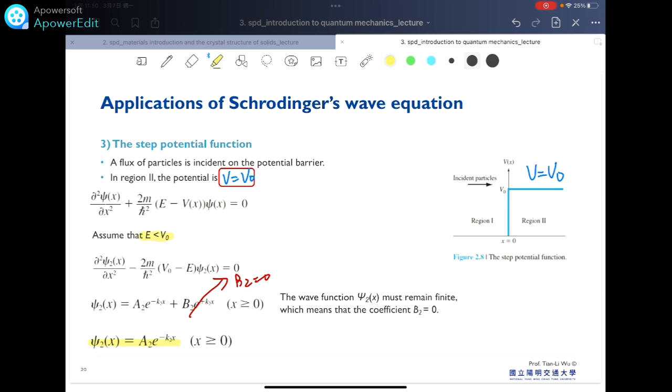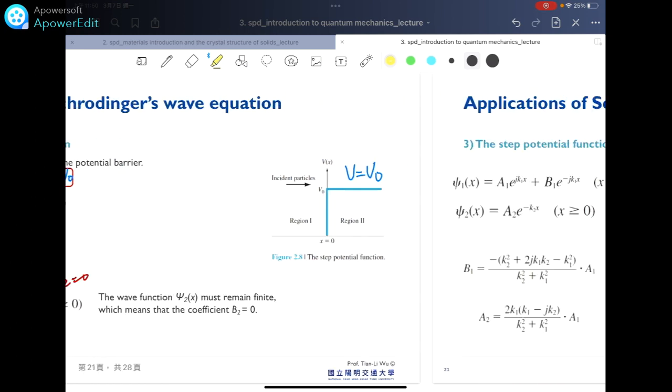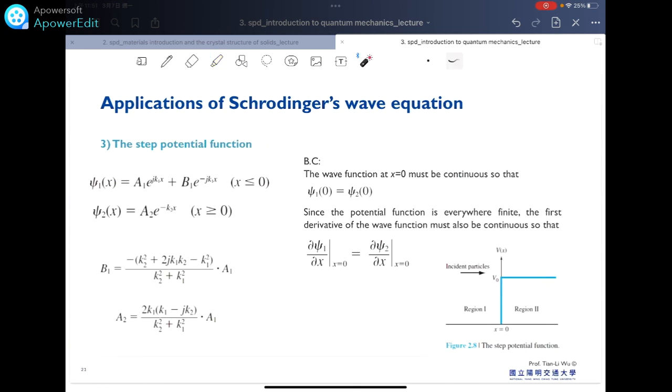Now we have solved for region one and for region two. Here is a summary of the solution. Region one is shown here, and region two is shown here. The boundary condition is that at x equal to zero it must be continuous, so phi 1(0) must be equal to phi 2(0). Also, the potential function is everywhere finite, so the derivative needs to be continuous as well. Based on these two boundary conditions, we can get B1 and B2 as shown here.